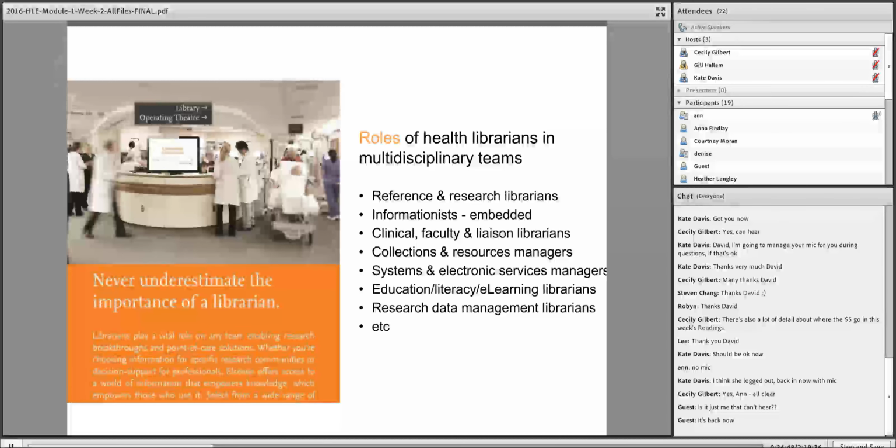All sorts of collections and resources type of roles, and often they're called systems and electronic services librarians. The educational sphere takes on e-learning librarians or literacy specialists. And then, as I mentioned earlier, research data management is a new and evolving role.